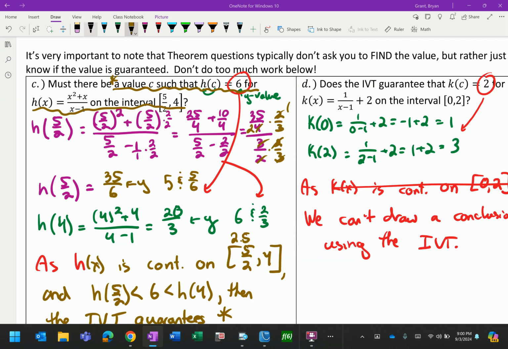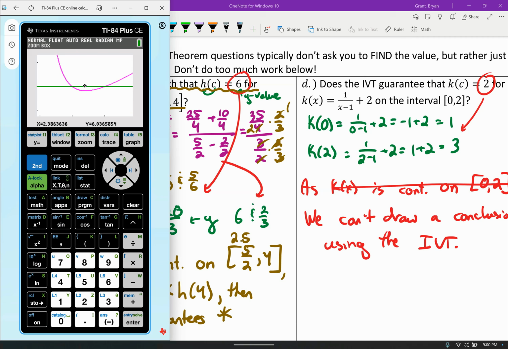So 2.3, 2.4, 2.5 is right about here. So if I'm looking for the intersection point, I think I want the point over here. So that's important because now we're going to find the intersection. Second calc. And then we're going to go down to intersect, which is 5.